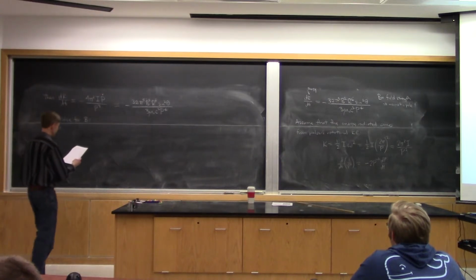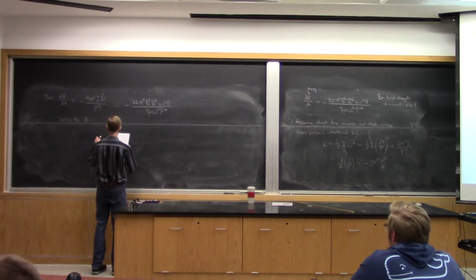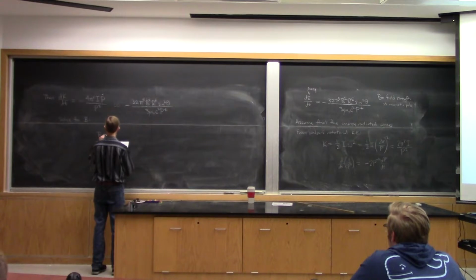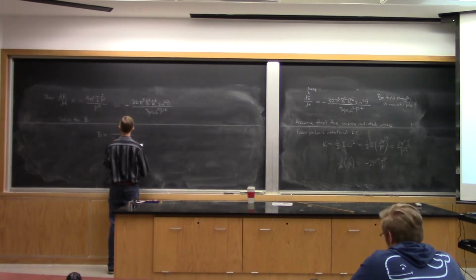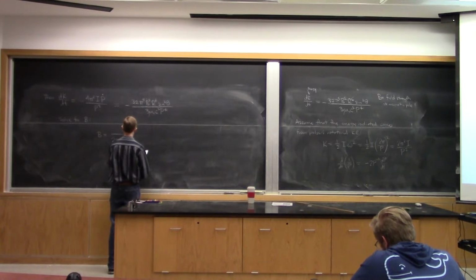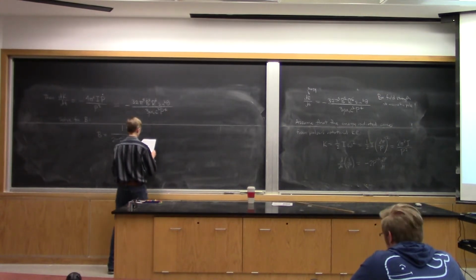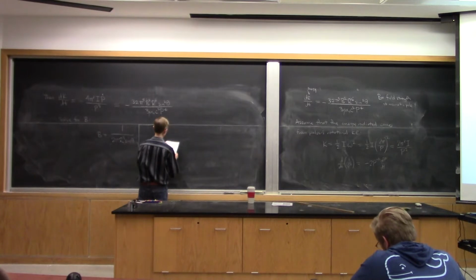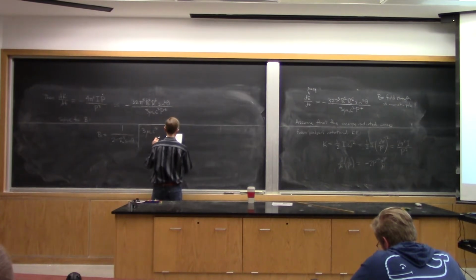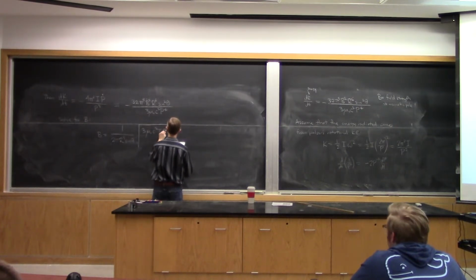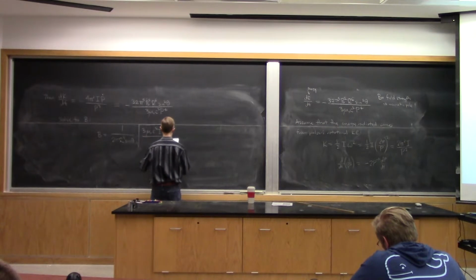So B, if I solve, is 1 over 2 pi r cubed sine theta times the square root of 3 mu naught c cubed I p dot over 2 pi.